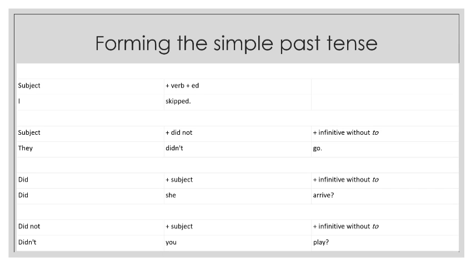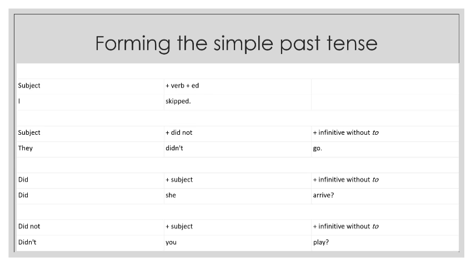Forming the simple past tense. The simple past tense includes subject plus verb plus ed. For example, I skipped. Or it includes subject plus did not plus infinitive without to. Example, they did not go.